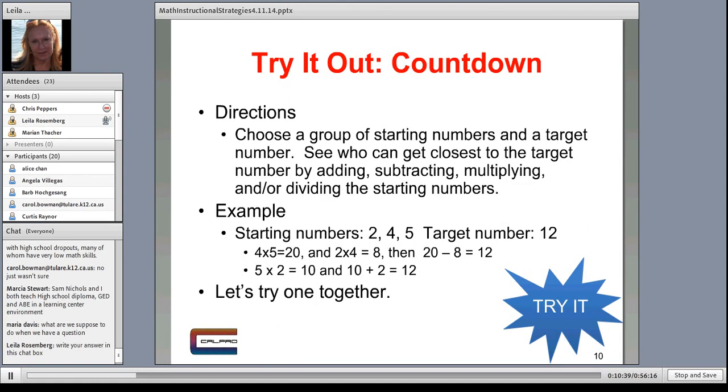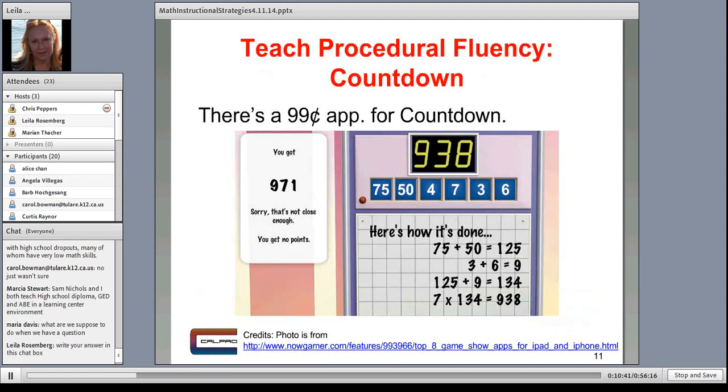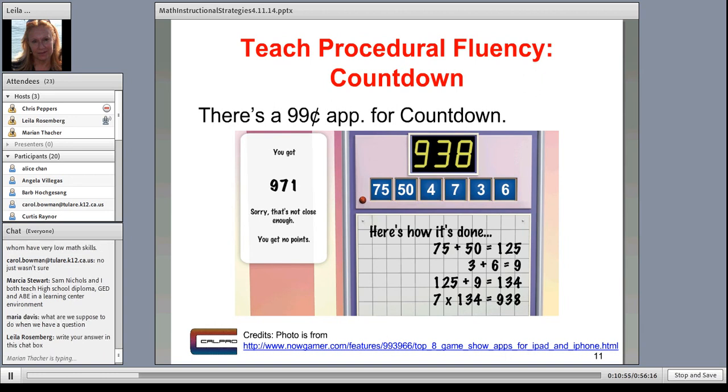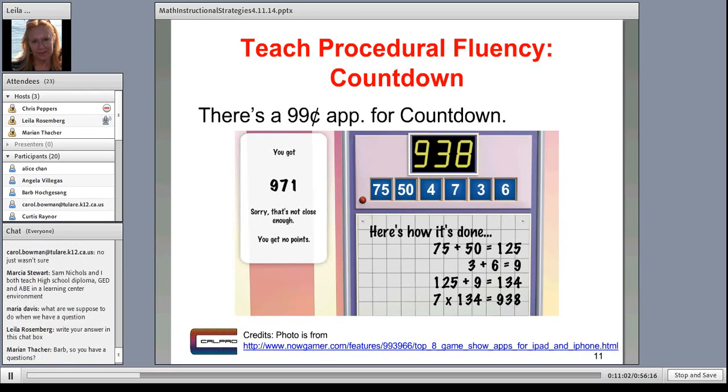Let me show you some more about this. Countdown is an easy and fast game that you can do without purchasing any materials or doing prep work. However, for those of you who really like this game, you may be interested in knowing that there is a 99-cent app available for smartphones. So, hopefully our students will get addicted to this and will spend a lot of time doing this.